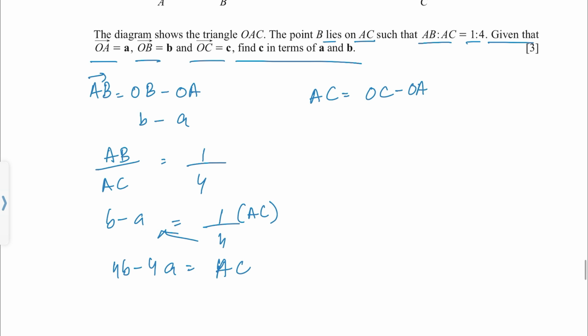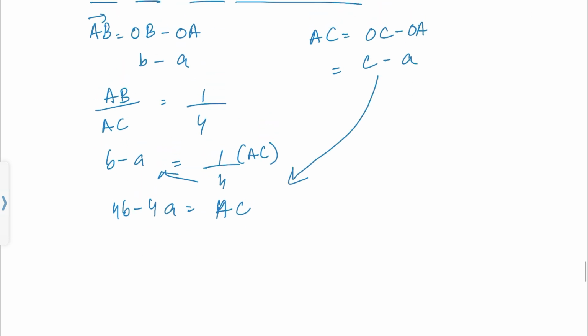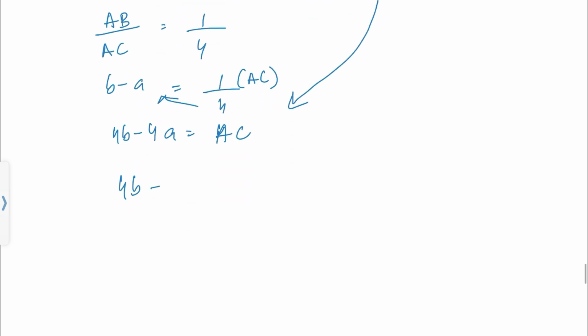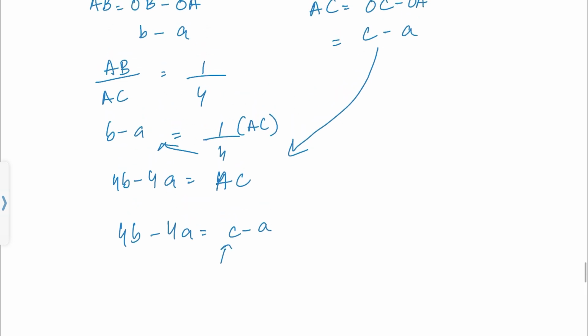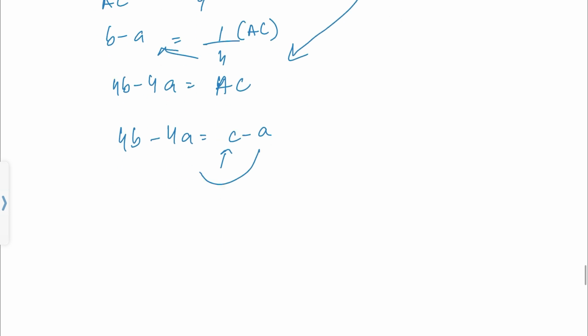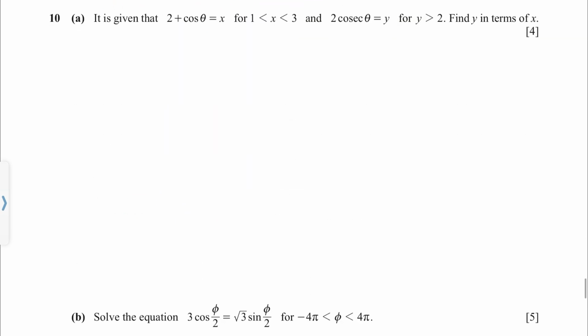This is our AC. Now AC would also be OC minus OA. OC is given as C and OA is given as A. So this is our AC. We'll be plugging in to this. 4B minus 4A is equal to C minus A. C has to be made the subject, so A would move there. This would be 4B minus 3A is equal to C. So this will be our final answer.